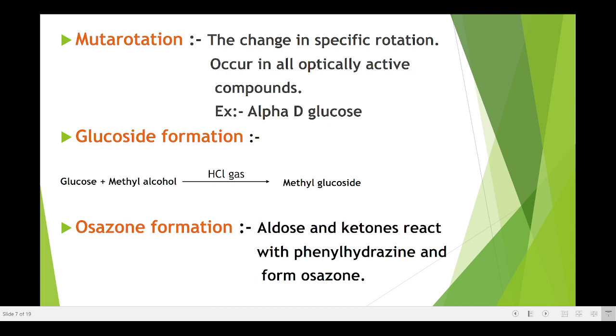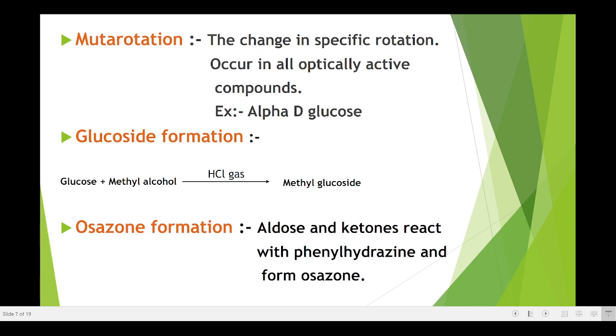The seventh property of monosaccharides is glucoside formation. Here we can see the reaction. Glucose reacts with methyl alcohol in the presence of HCl gas to form methyl glucoside. Some fructoses also form fructoside. The eighth property of monosaccharides is osazone formation. Sugar molecules contain aldose and ketose functional groups. These functional groups react with phenylhydrazine and form osazone.